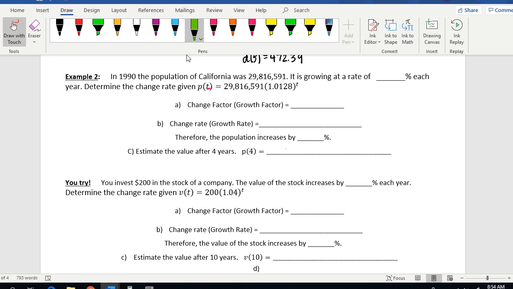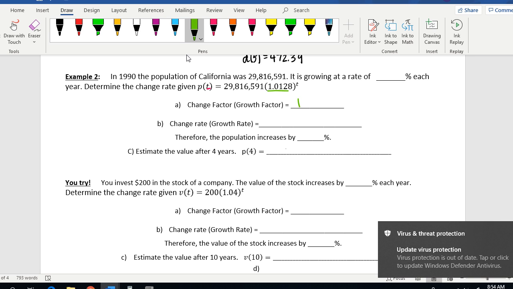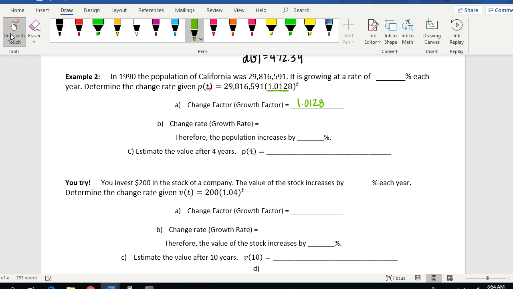So we're first going to identify the change factor, which again is our b, what we've been looking at since the beginning of the semester. It's always in front of our variable exponent. So 1.0128 is my growth factor. I'm going to take that growth factor and use it to find my change rate. So that's the absolute value of 1.0128 minus 1. And again, we're taking the absolute value.